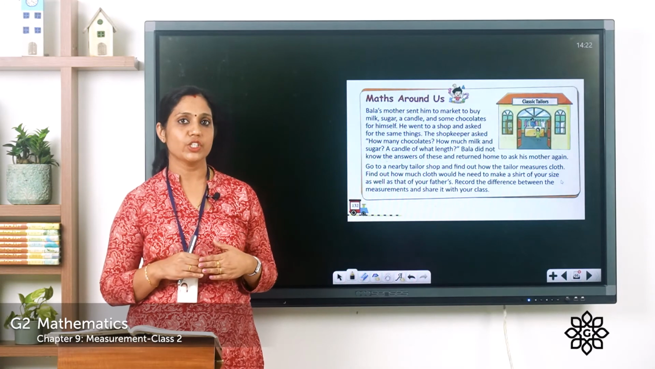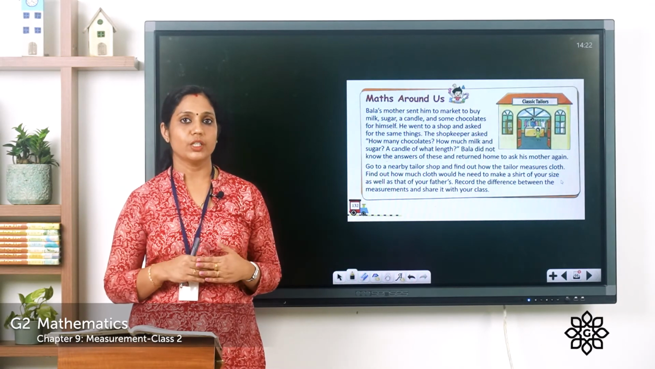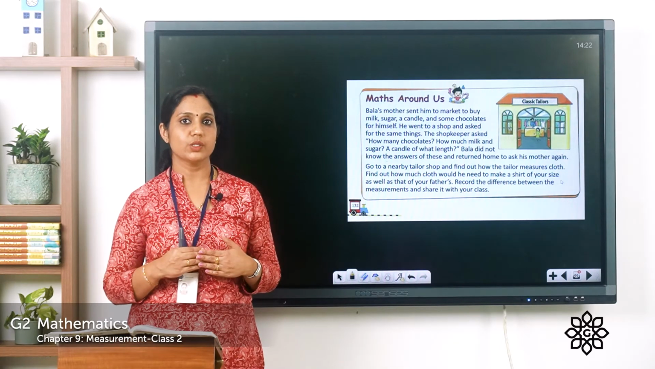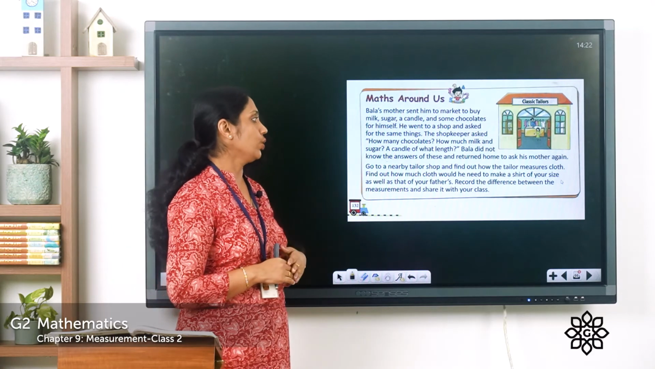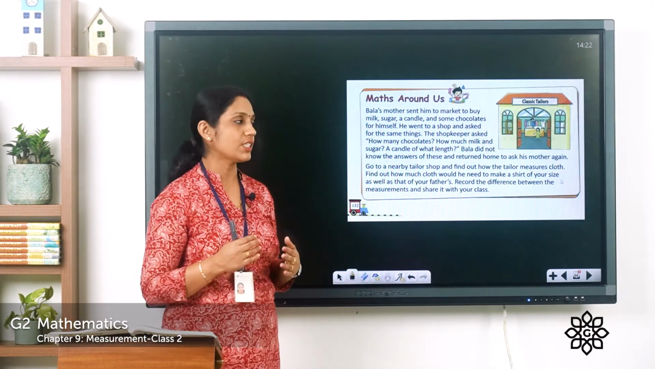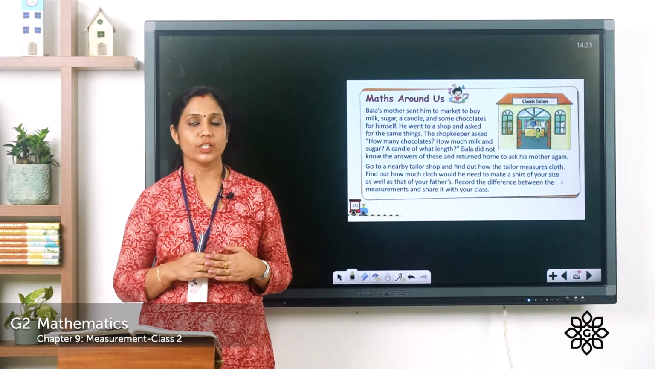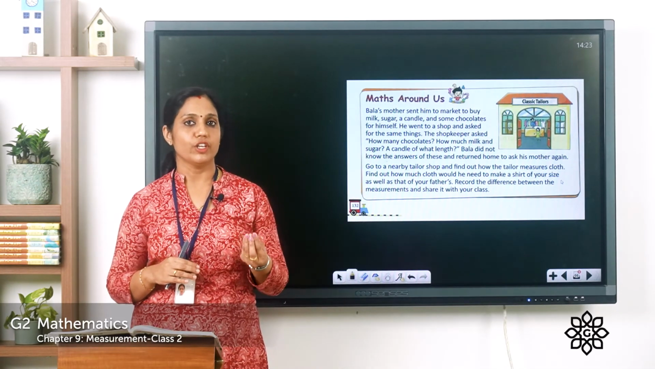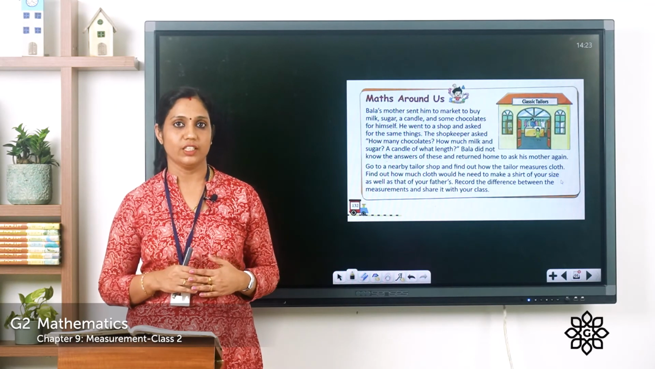So how does a tailor measure cloth? A tailor uses a measuring tape to measure the cloth. And what measurement is used? Meter is used. Find out how much cloth would he need to make a shirt of your size as well as that of your father's. If you want to stitch a shirt, how much cloth is needed for yourself, and for your father, how much is needed. So try to find out the difference.